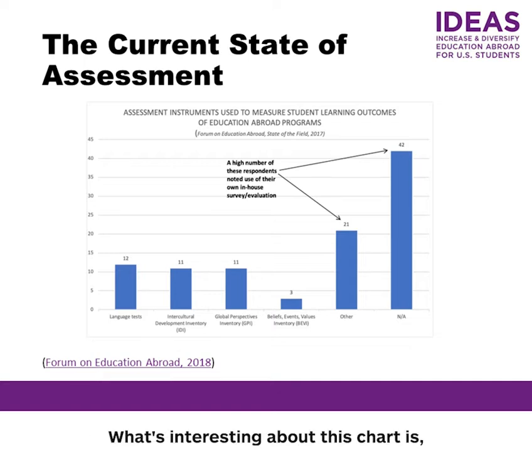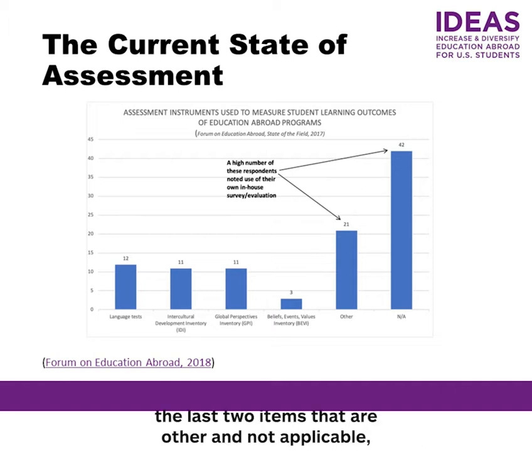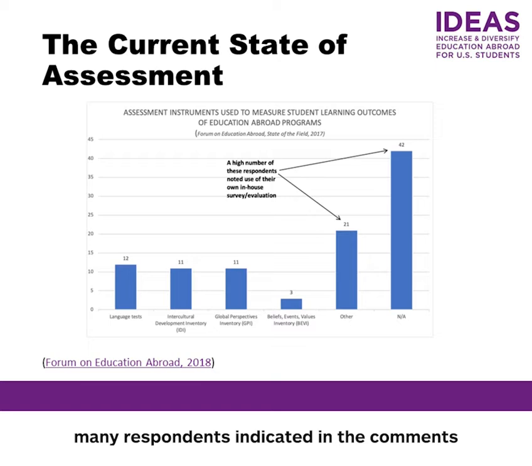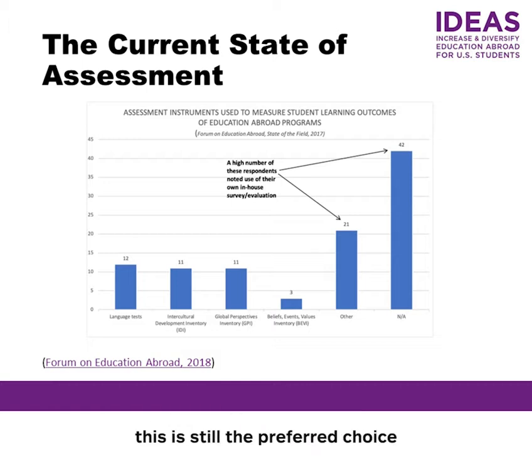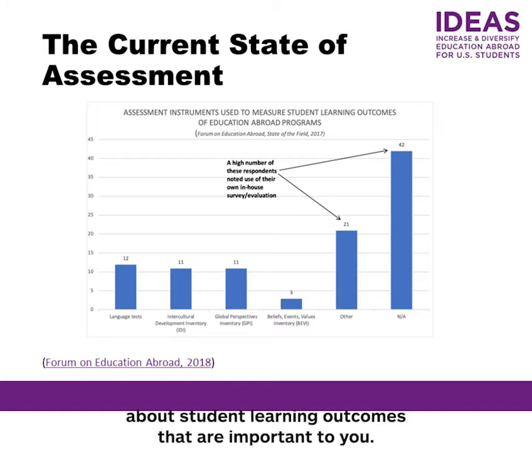What's interesting about this chart is the last two items that are other and not applicable. Many respondents indicated in the comments that they're using their own in-house survey or evaluation. So it's clear that currently this is still the preferred choice in most study abroad offices. So we hope that whatever combination of assessment tools that your office uses, you continue to refine and customize it to get the most valid and relevant data about student learning outcomes that are important to you.